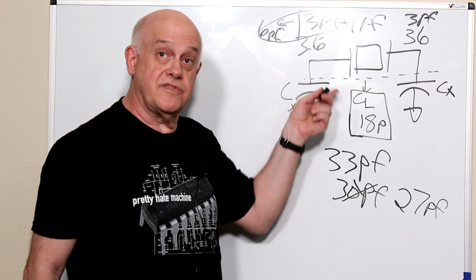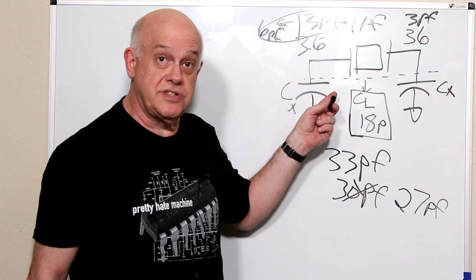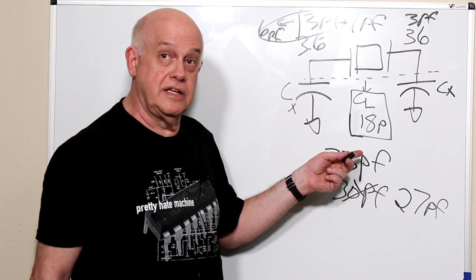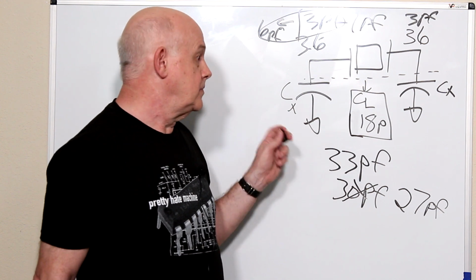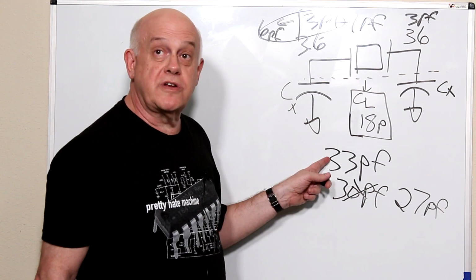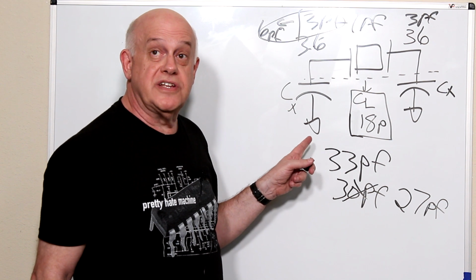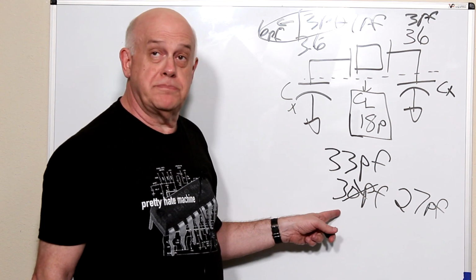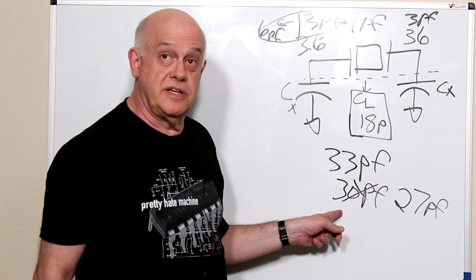Because what's the series of 2 18 picofarad capacitors? 9. How is 9 anywhere close to 18? It's not. So 33 picofarads if it's soldered in the board, and 27 picofarads if it's in a socket.